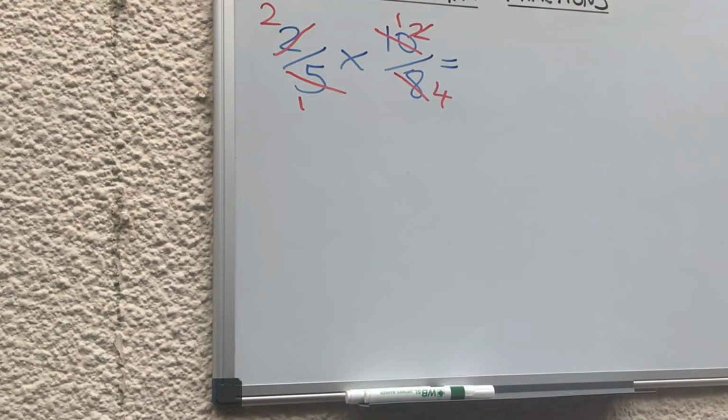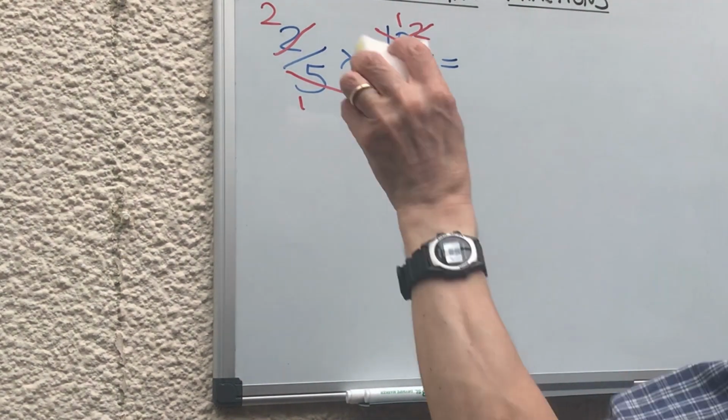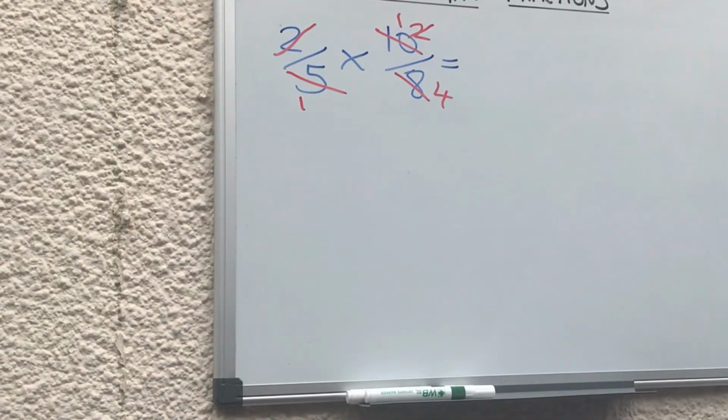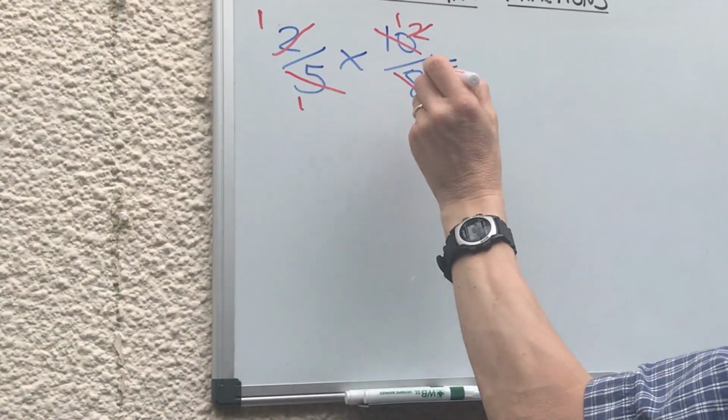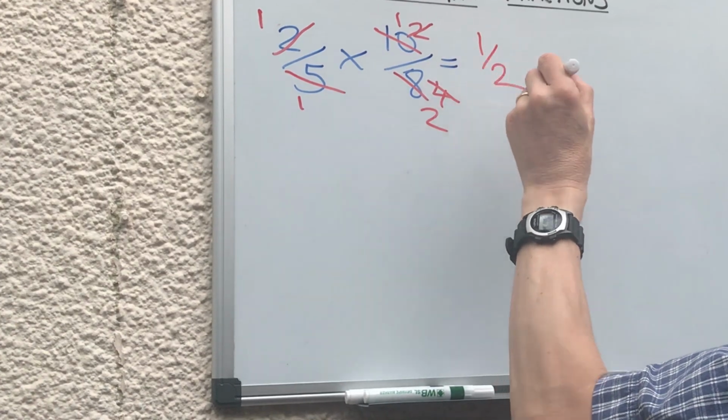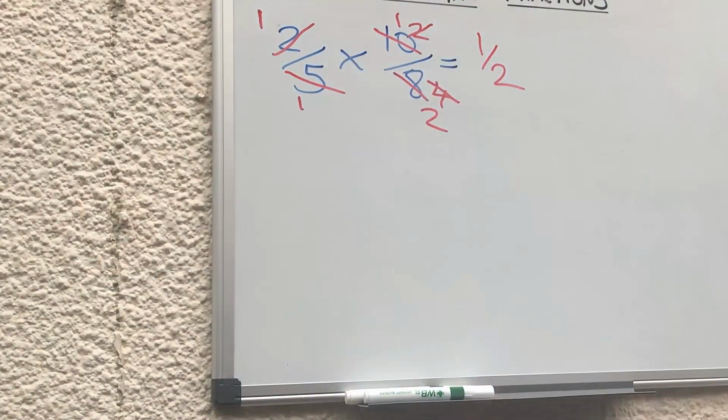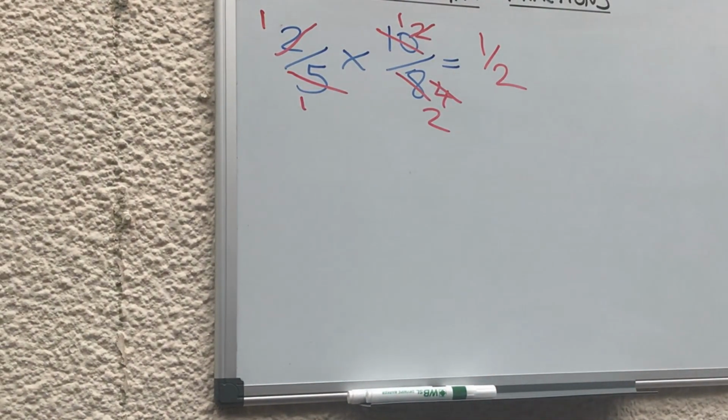Do I put a 2 there? Well done, whoever is shouting at the video there. We don't. We put a 1 there, and we get rid of that 2 and put a 2. So we end up with 1/2. So 2/5 times 10/8 is just simply a half.